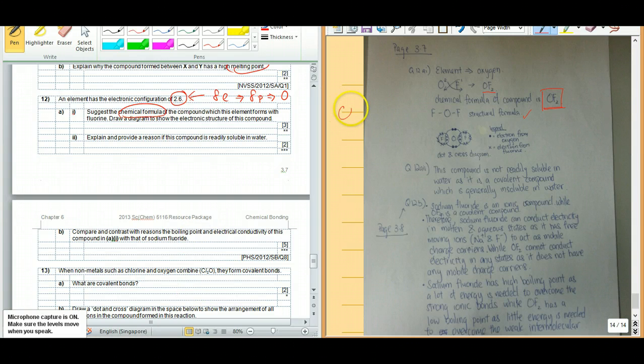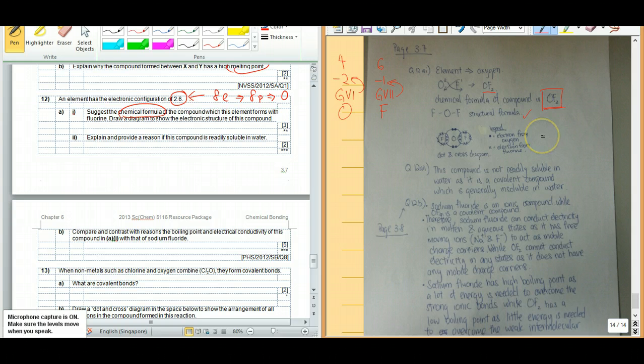So same thing, oxygen is in group 6, so 6 minus 2 electrons, 4 dots over here. Fluorine is in group 7. So 7 minus 1, 6 remaining electrons. 6 crosses over here, outside of the bonding region. So this is how you can answer 12a part 1.